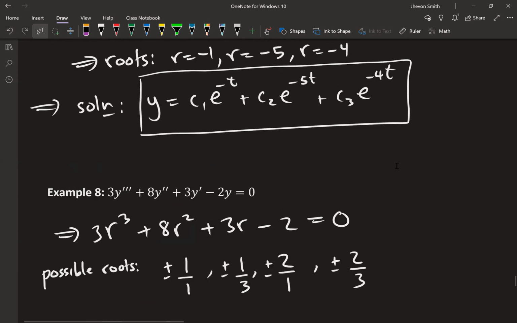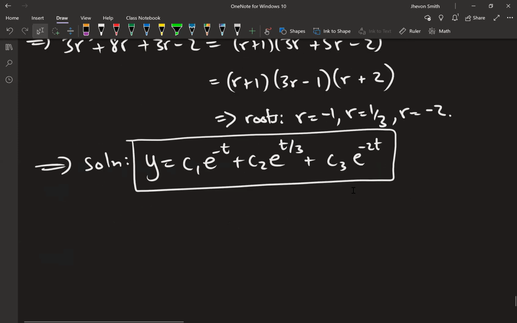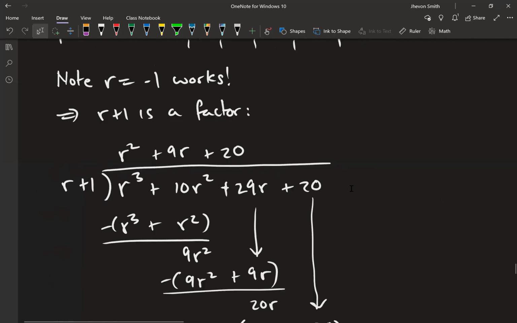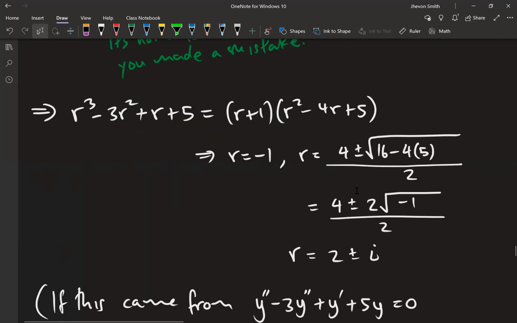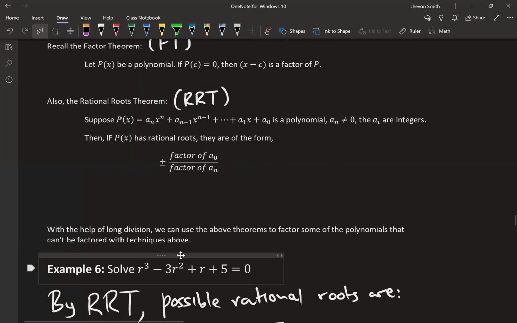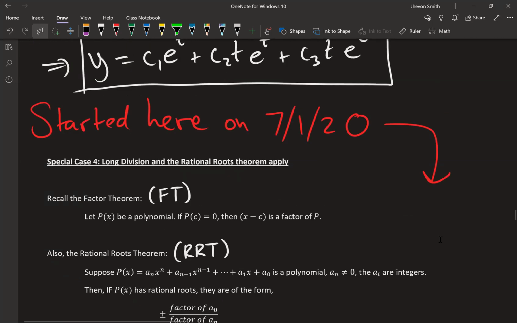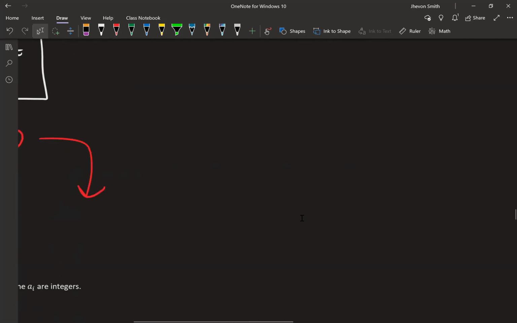This is us using the rational roots theorem, and of course, under our breath, the factor theorem to actually factor polynomials and hence solve for their roots and hence solve an ODE. So you see an ODE like this, you can use the rational roots theorem to solve it. So that's another special case. Cases where we need long division and the rational roots theorem.